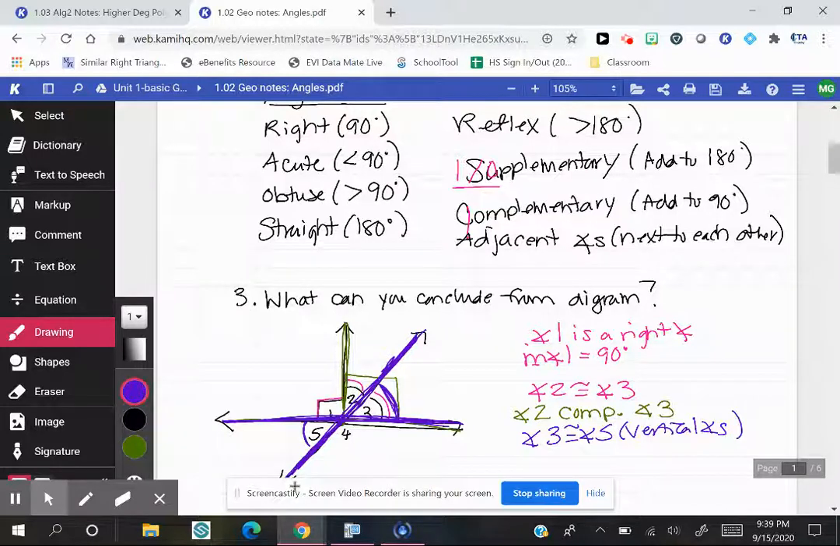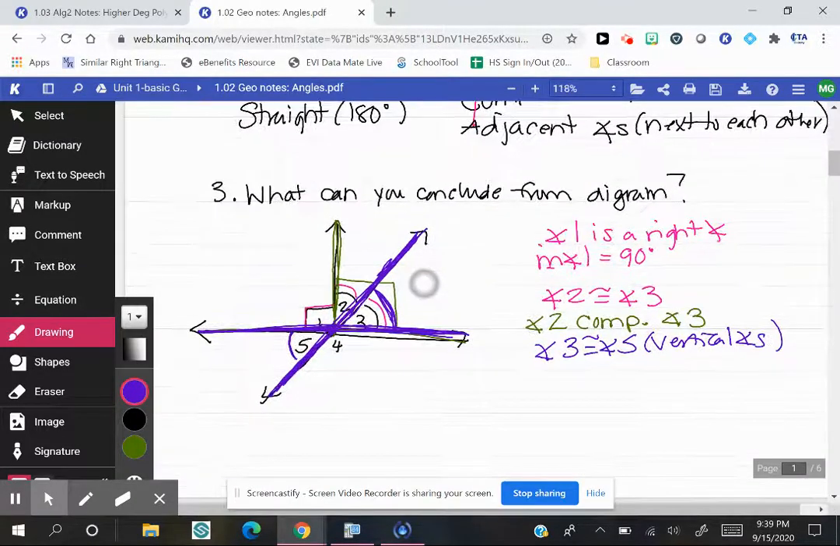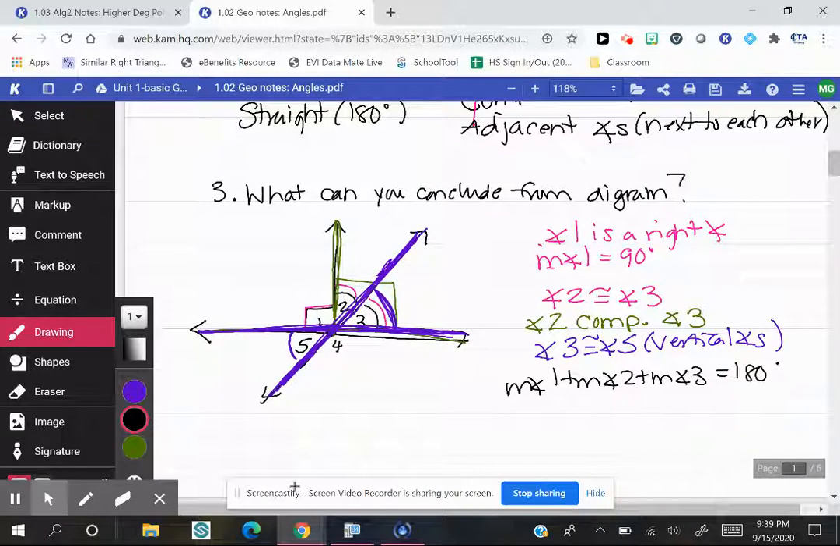We also know that any set of angles that forms a straight line will add to 180, so it's supplementary. So we know that the measure of angle 1 plus the measure of angle 2 plus the measure of angle 3 will all add to 180 degrees. Do you guys see any other angles that form a straight line? Hopefully you're looking at 4 and 5. So I know the measure of angle 4 plus the measure of angle 5 equals 180. And in that case, angle 4 is supplementary to angle 5 because together they add to 180 degrees.